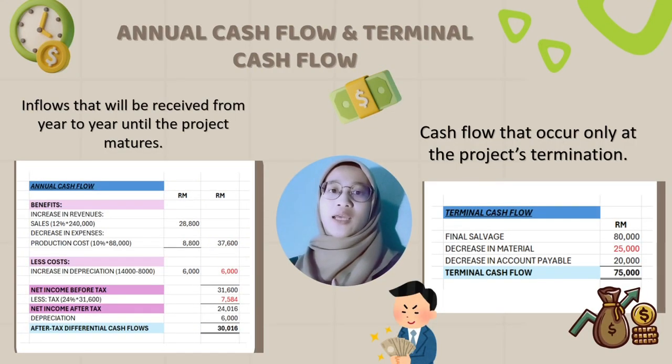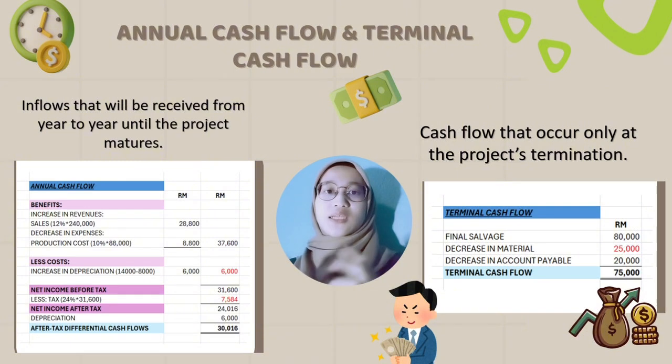Now we can look at annual cash flow and terminal cash flow. Annual cash flow is the cash flow that the company will get from year to year until the project ends. For the calculation, we will add benefit minus cost minus depreciation minus tax, but we will add back depreciation because depreciation is a non-cash expense. So we will get an annual cash flow of 30,016.